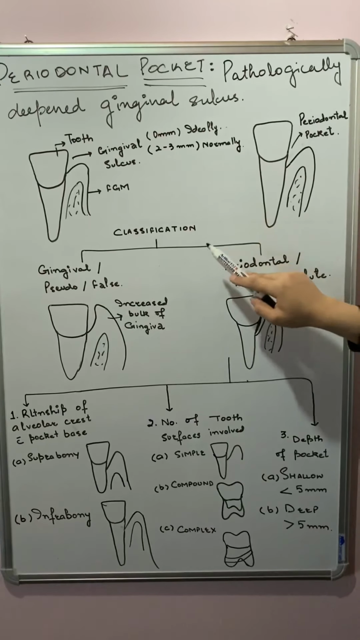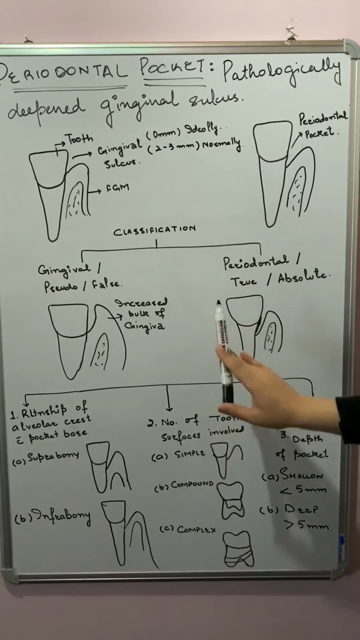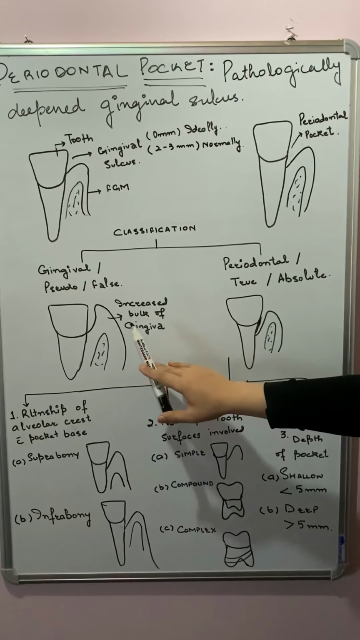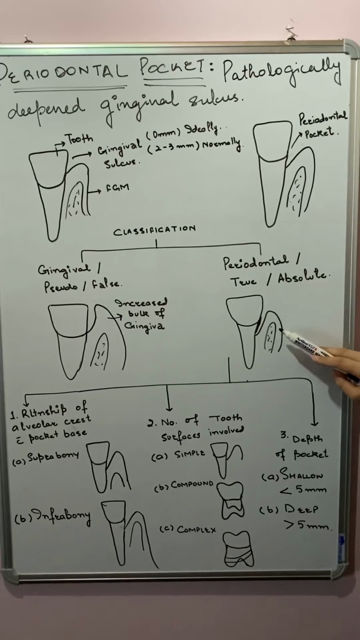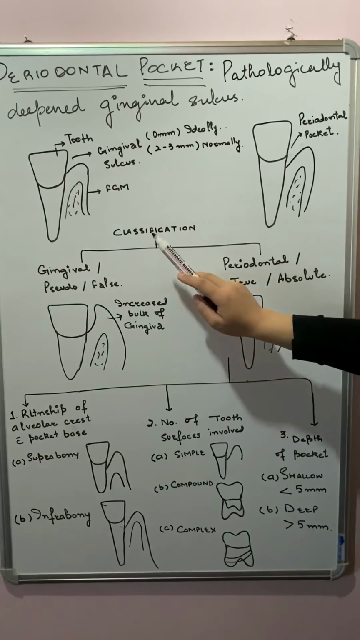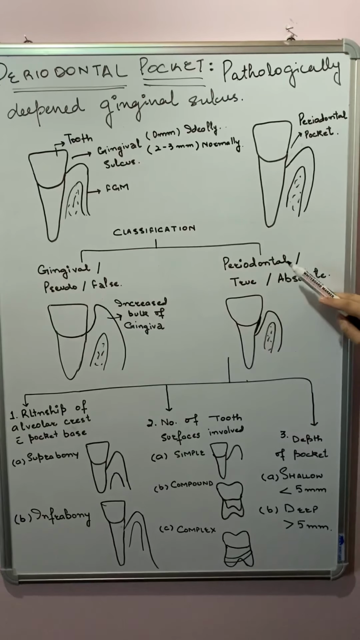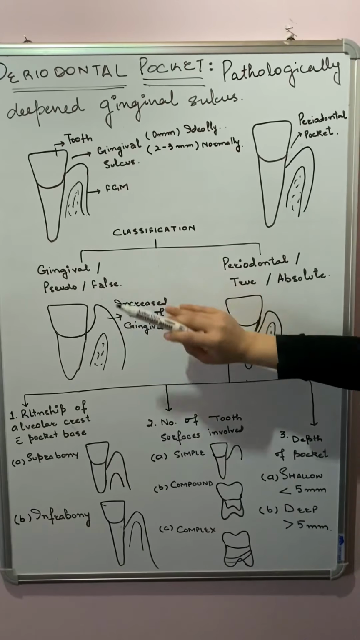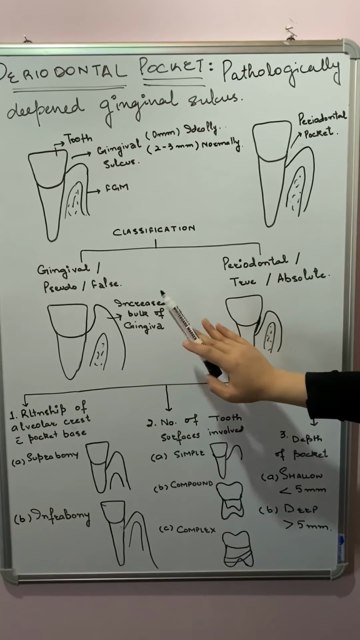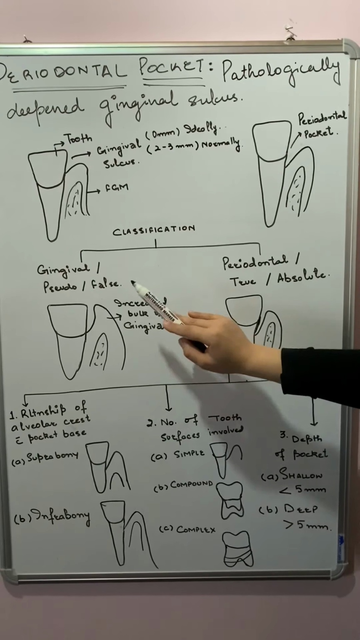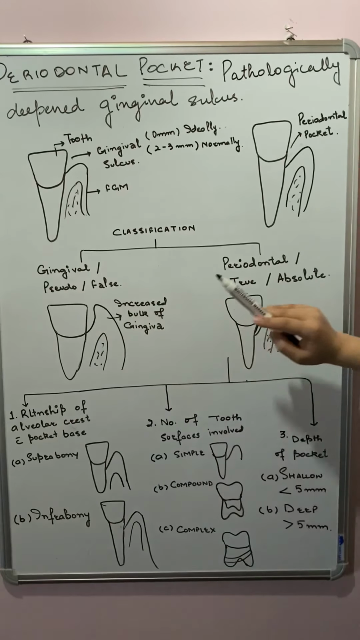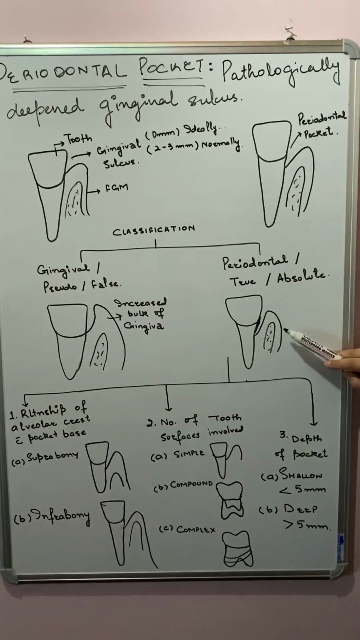The classification of pocket in general is based on two factors. First is the coronal growth of the gingiva due to increased bulk, and second is the apical displacement of the base of gingival sulcus. On this basis, we have gingival pocket, which is also known as the pseudo or the false pocket, and periodontal pocket, which is also known as the true or absolute pocket. In case of gingival pocket, there is no destruction of the periodontal structures. There is just an increased bulk of gingiva, which results in the formation of this pocket. However, in case of periodontal pocket, there is actual destruction of the periodontal structures, which results in the weakening and loosening of teeth, followed by the exfoliation.